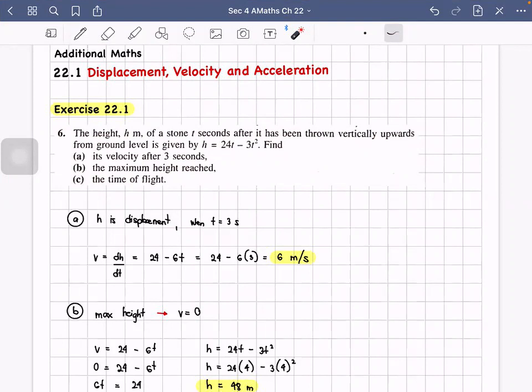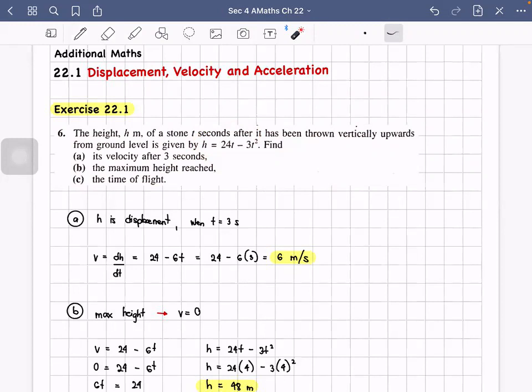For number 6, the height h meters of a stone t seconds after it has been thrown vertically upwards from the ground level is given by h = 24t - 3t². So basically, class, from the first sentence right away, we know that a stone is thrown upwards, so it makes this a projectile. The displacement, or the height, is given by this equation. So height is also displacement. It's also the distance.